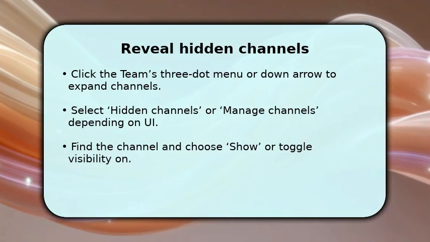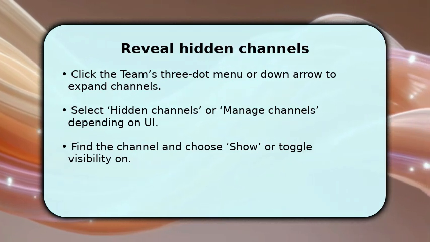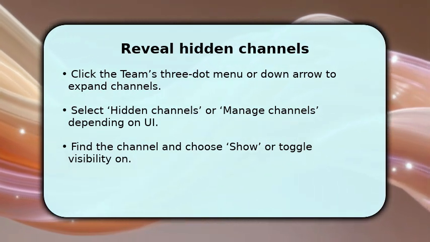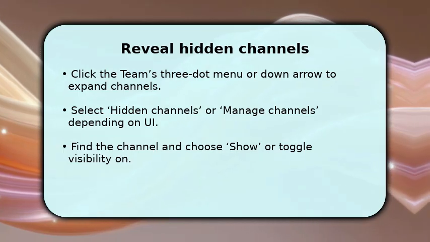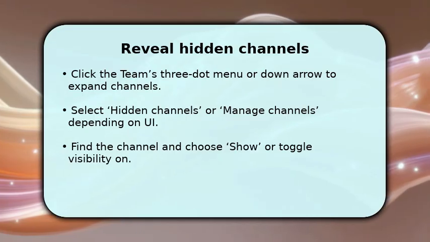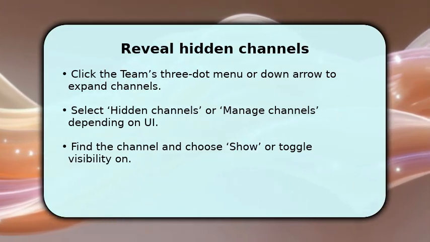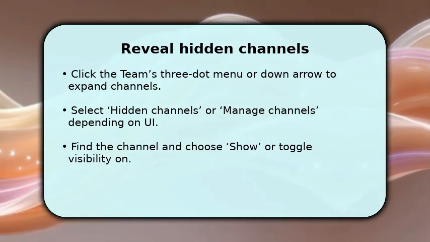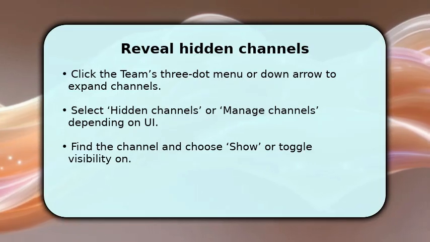Next, expand the team channels list and look for the hidden channels entry. In some interfaces, you'll click the team's three-dot menu or the down arrow to reveal additional options. Then open Hidden Channels or Manage Channels. The exact label varies by client. Locate the channel name you want to unhide.